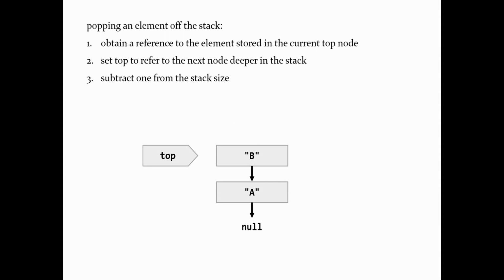You subtract 1 from the stack size because we just removed an element from the stack. And then you return the reference that you had in step 1. So in other words, you return the reference to the C that we had way back in step 1 here. Any questions about pushing or popping?